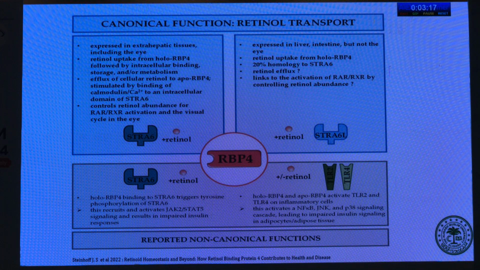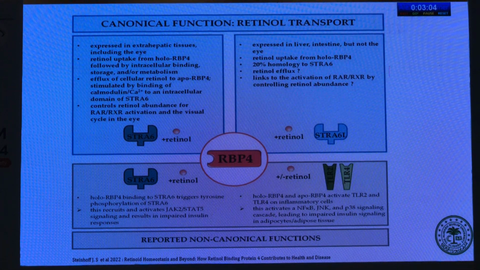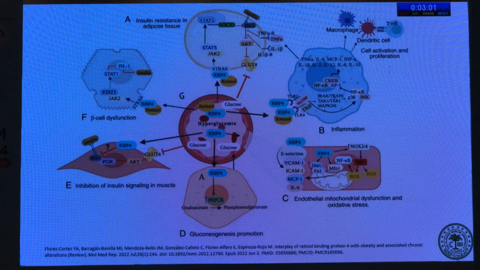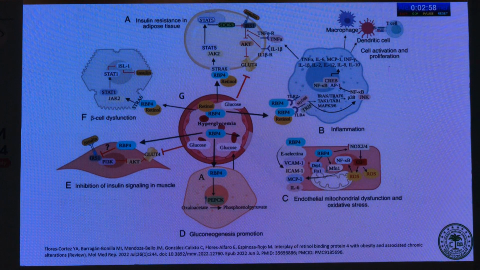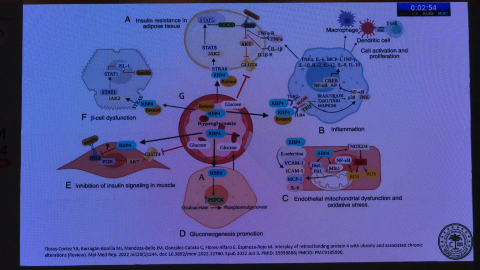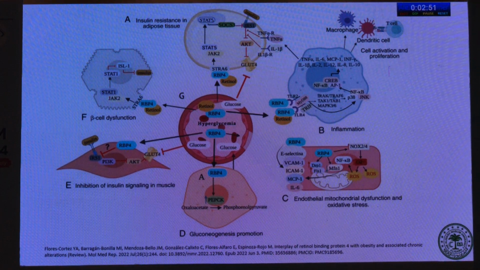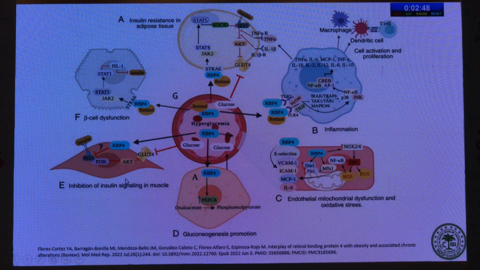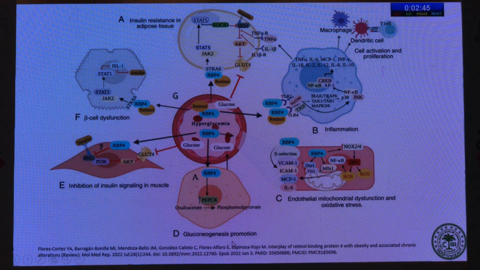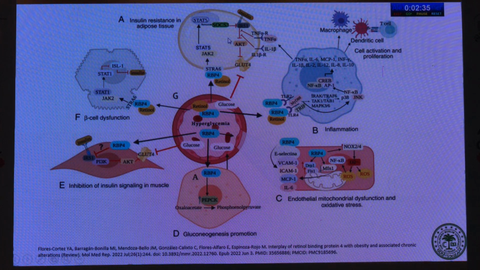So the well-known canonical function of RBP4 is to transport vitamin A or retinol to the eye and other tissues. But the recently reported non-canonical functions of RBP4 are its role in impaired insulin responses. So these are the mechanisms by which it is responsible for insulin resistance. It has a role in beta cell dysfunction. It causes inhibition of insulin signaling in the muscle. It also promotes gluconeogenesis. It has a role in endothelial mitochondrial dysfunction and oxidative stress. It also promotes inflammation, and it also causes insulin resistance in the adipose tissue.